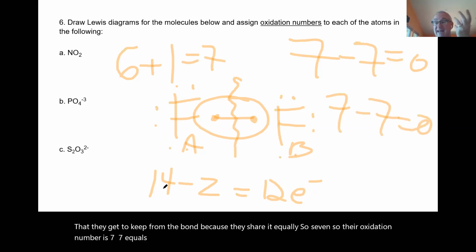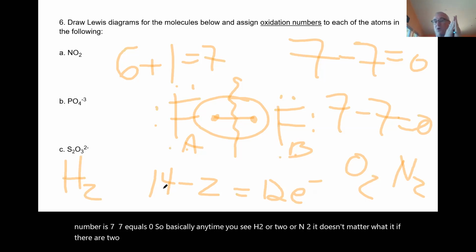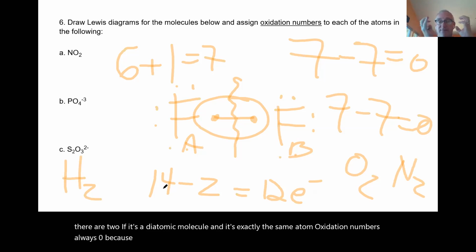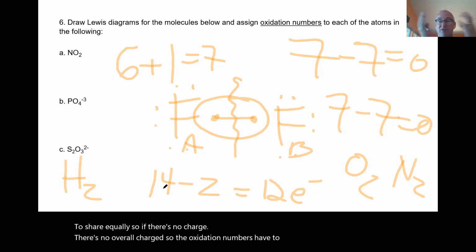So basically anytime you see H2 or O2 or N2, it doesn't matter what it is. If it's a diatomic molecule and it's exactly the same atom, oxidation number is always 0 because whatever shared electrons they have, they share equally. So if there's no overall charge, the oxidation numbers have to add up to 0. There's only 2 of them, and they're the same, so it's 0.